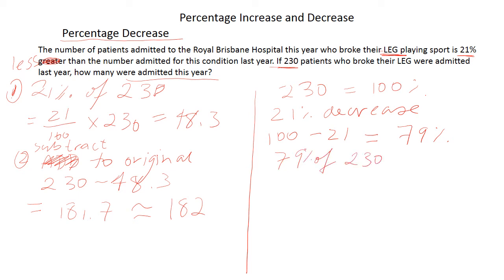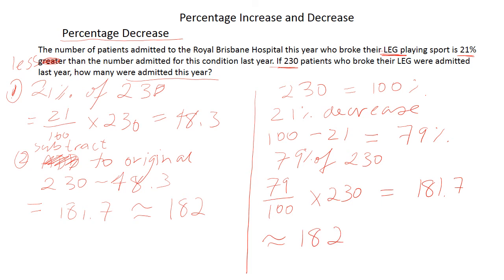Because that's the next year, if there's a 21% decrease in the number of patients admitted, then the next year there's only going to be 79% of that original value. So 79 divided by 100 times 230 equals 181.7. Once again, round that to the nearest whole number.